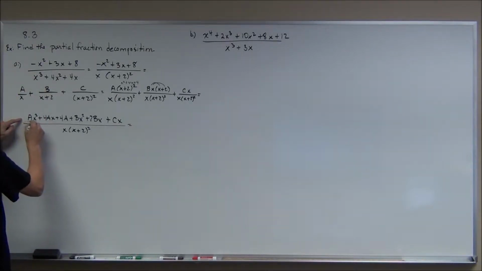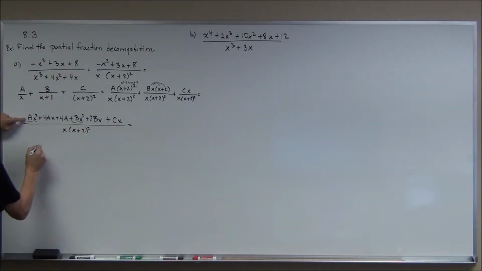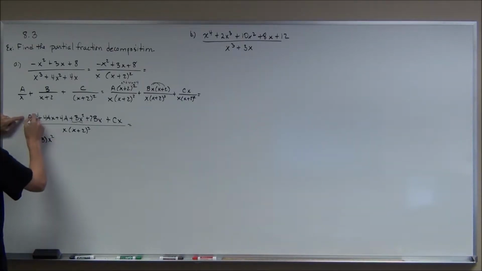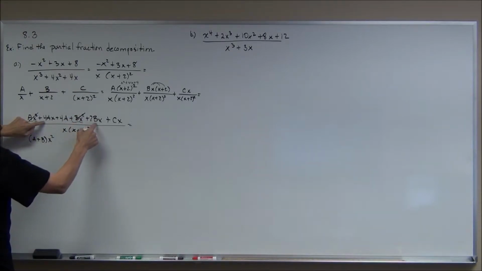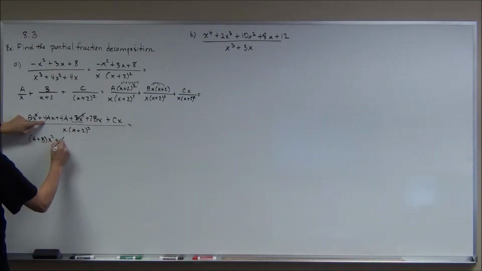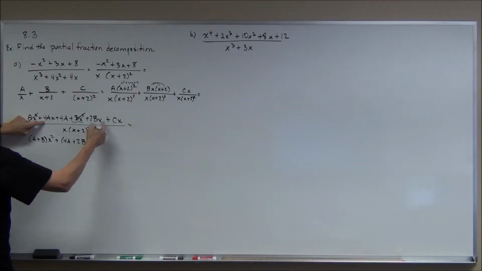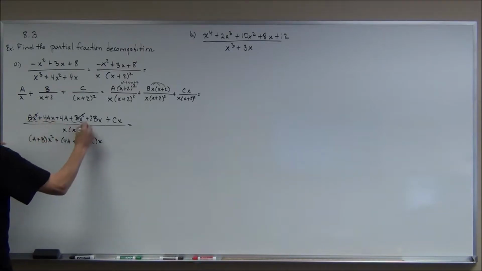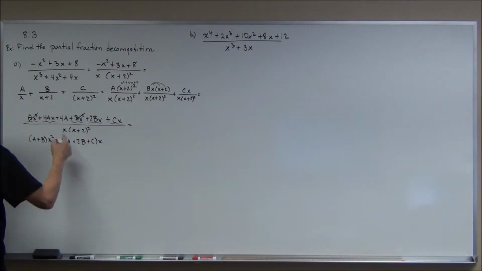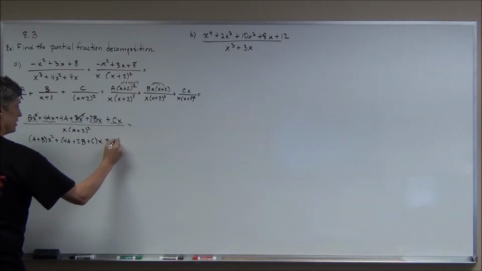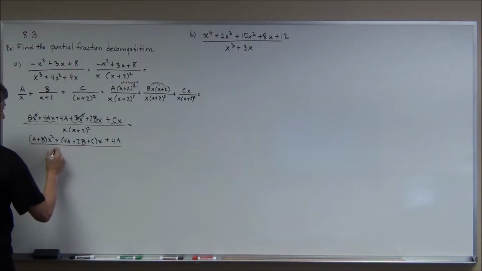Now, like I did in the previous example, I'm going to try to combine my like terms here. So I look for my x squareds. I have two of those. So this becomes A plus B x squared. And then my x's, I have three of those. So that would be plus 4A plus 2B plus C x. If I factor the x out of this guy here and this guy here, that leaves the plus 4A as my constant, and that's all over my common denominator.